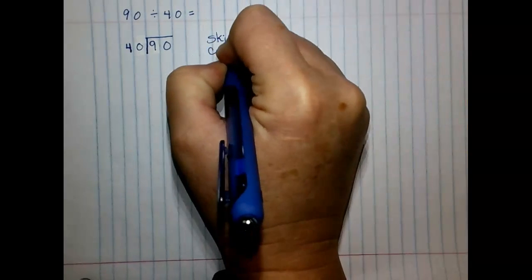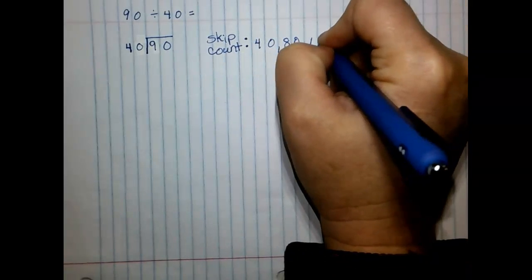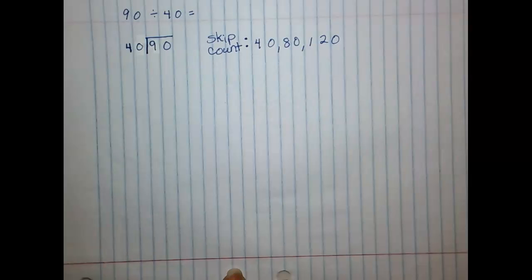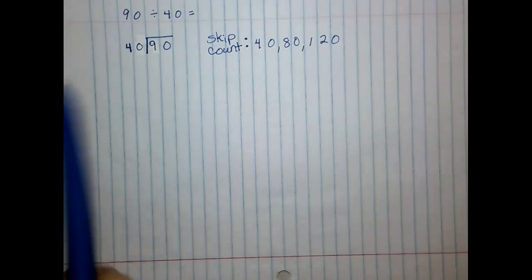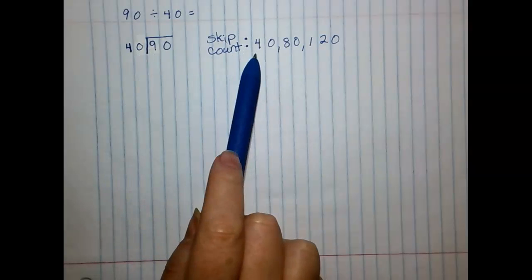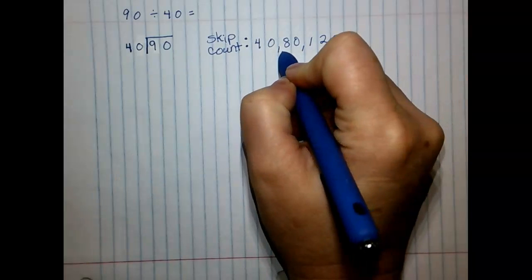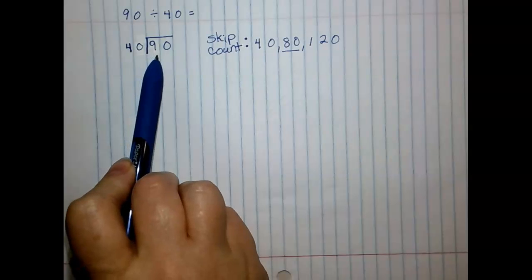In order to solve this problem, I'm going to skip count. As you can see here, I'm looking for the number that is closest to 90 without going over. I've skip counted by 40 because that is what I am dividing by. As you can see here, 80 is as close as I can get to 90 without going over. This means that I can make two groups of 40.